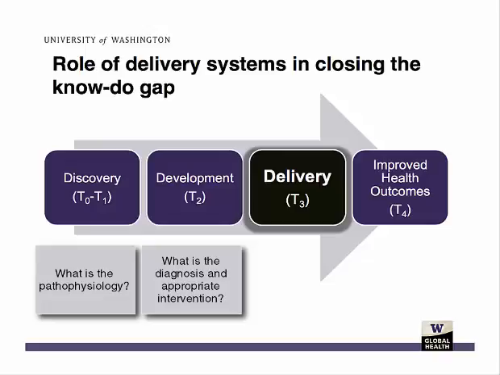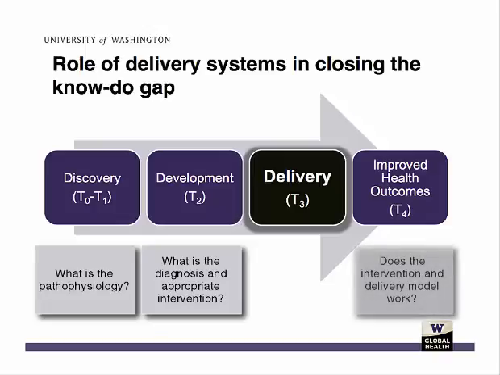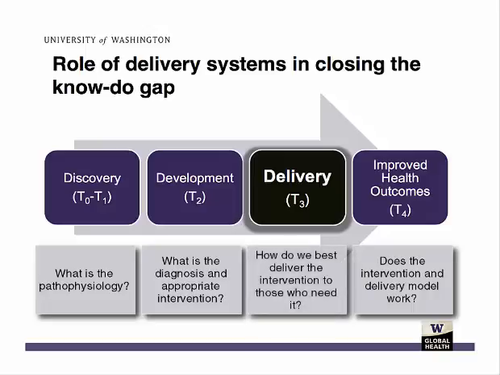So we're developing candidates into models that can be tested in the human population to define or identify the efficacy of these interventions. And at the fourth step of translation, improved health outcomes, the types of questions we're answering are, does the intervention and delivery model work? Are we having the intended effect on population-level health outcomes? But the step of delivery, or that third step of translation, is really trying to figure out how do we best deliver the intervention to those who need it? How do we understand and improve delivery systems to bridge that gap between development and leading to population-level health outcomes?